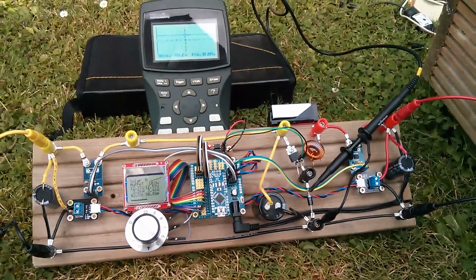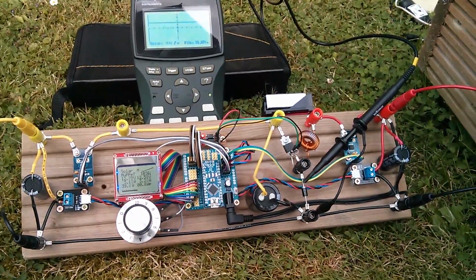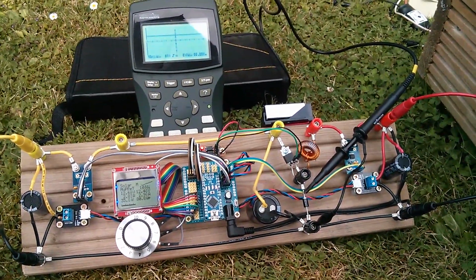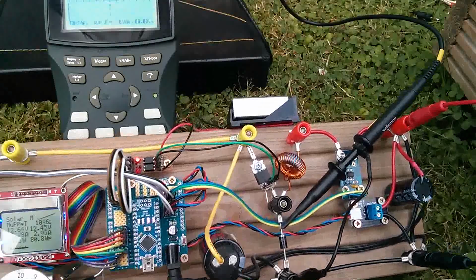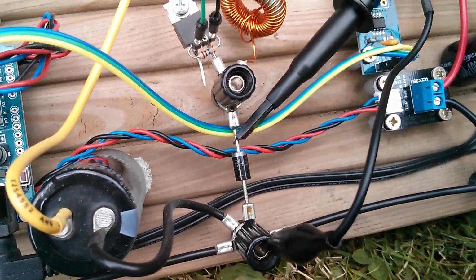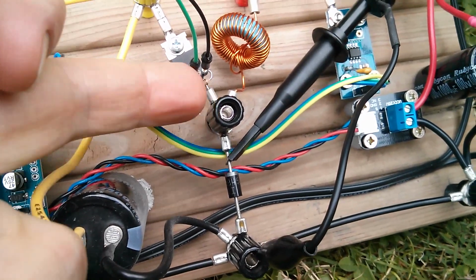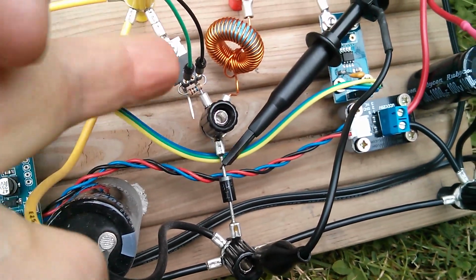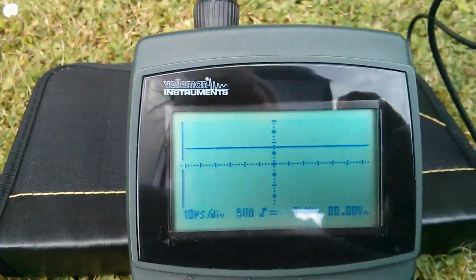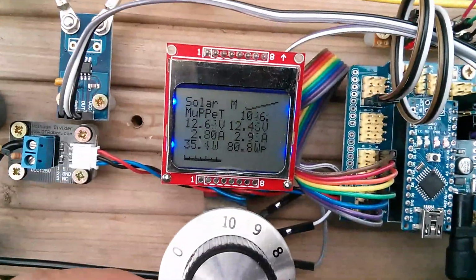Afternoon all. Now it's not a bad afternoon, and since I've got the Muppet MPPT test rig out in the garden, I thought I'd put a scope across the diode in the buck converter to see what's happening at this point here between the MOSFET and the inductor. And it's quite interesting. Let's just go through this.